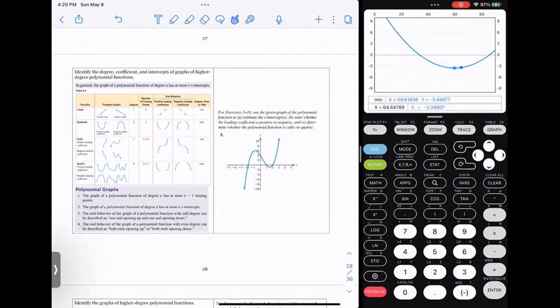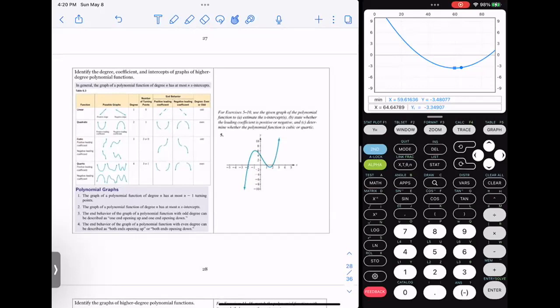So the next one. Coefficient intercepts and the graph of higher degree polynomial functions. Could you define degree again? It's really the highest power of your polynomial. So if you had x to the 5th as your highest power, your degree would be 5.